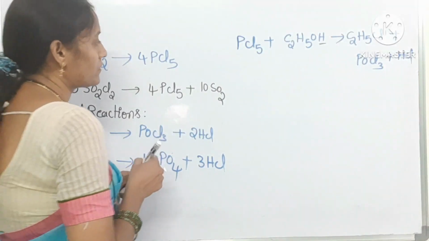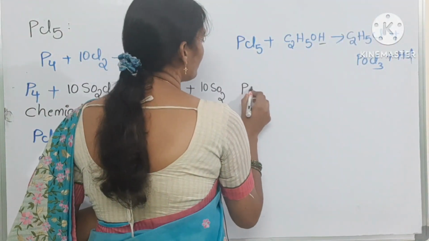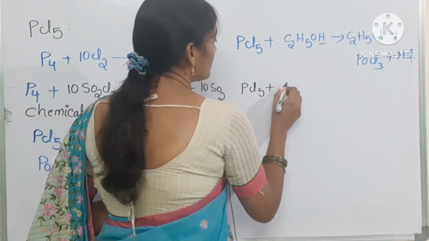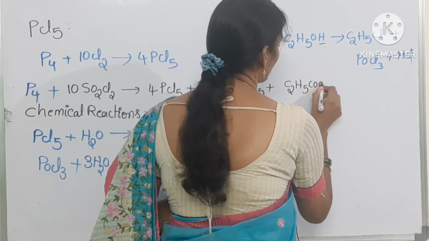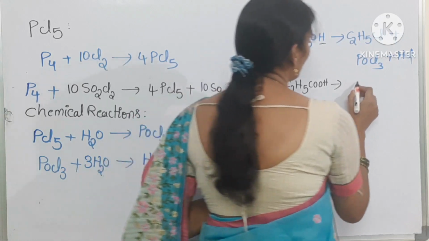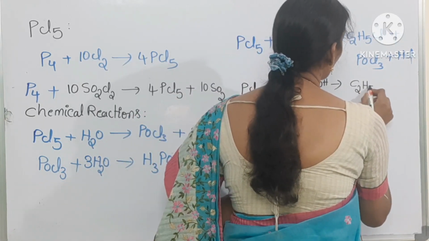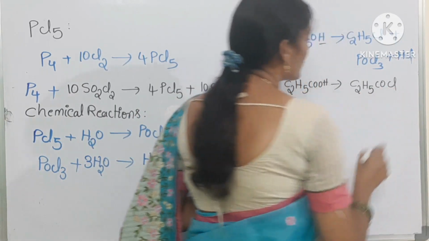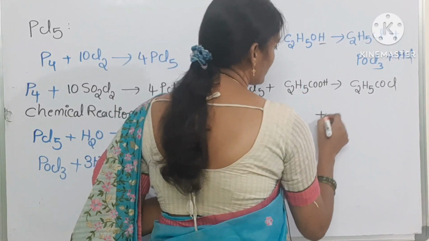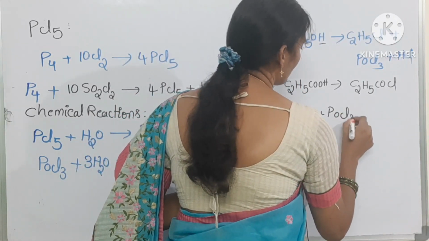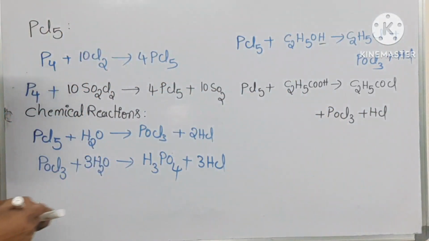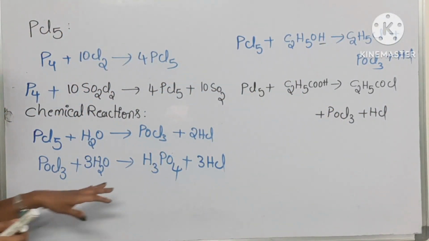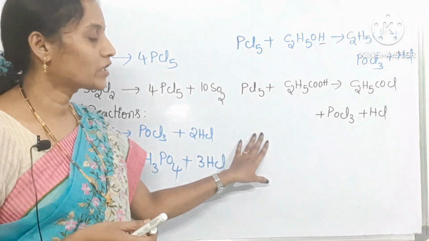And one more reaction, if you see, PCl5 reacts with ethanoic acid, C2H5COOH. This is the carboxylic acid. Here C2H5COCl, ethanoyl chloride will form. Along with this, POCl3 and HCl will also form. These are the chemical reactions of phosphorus pentachloride.